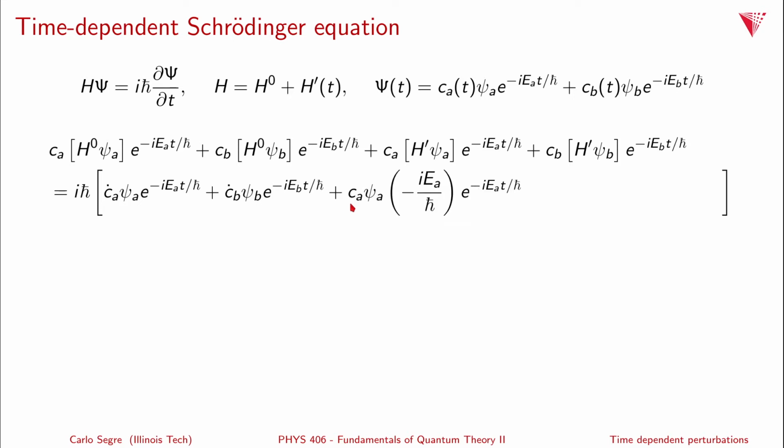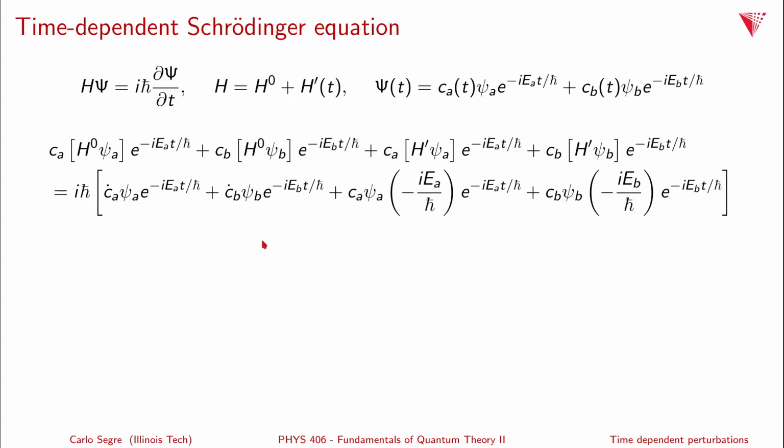Then we have the derivative applied to the exponential. So it's Ca psi A times minus i E sub A over h bar times e to the minus i E sub A t over h bar, and then again Cb psi B times minus i E sub B over h bar e to the minus i E sub B t over h bar.